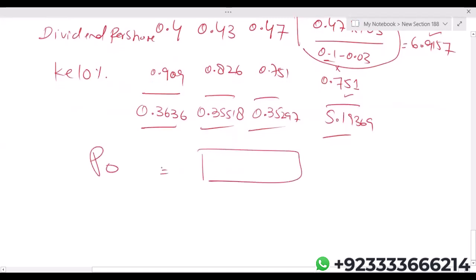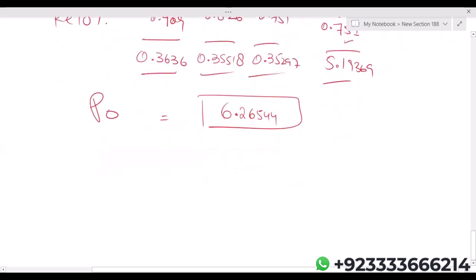The sum of all these present values will be P naught. 0.3636 plus 0.35518 plus 0.35297 plus 5.19369. So I'm getting 6.26544. That's the P naught. Okay.